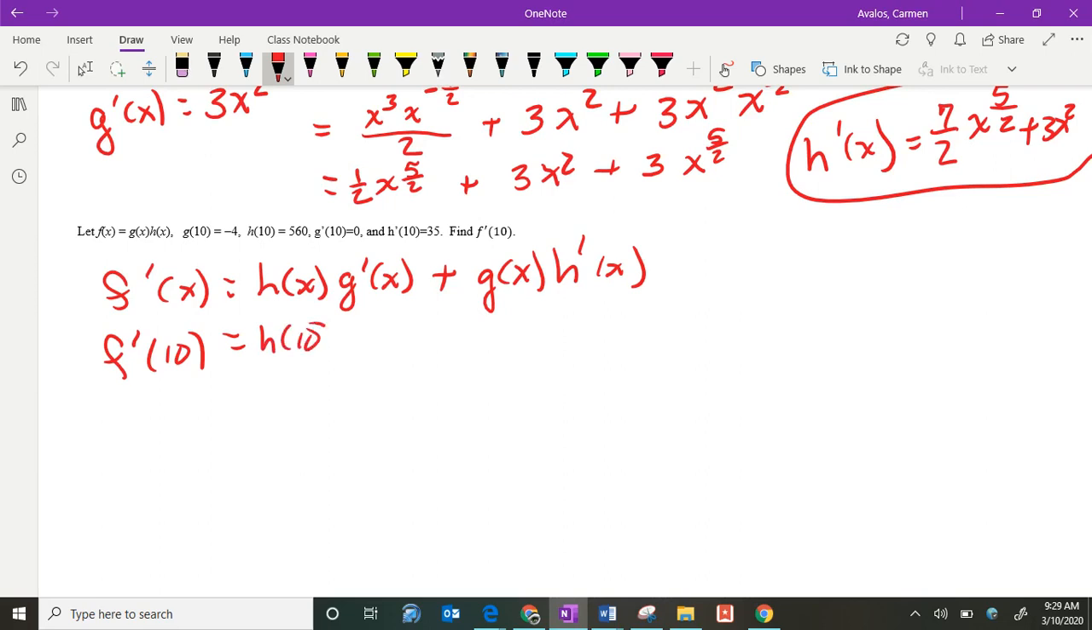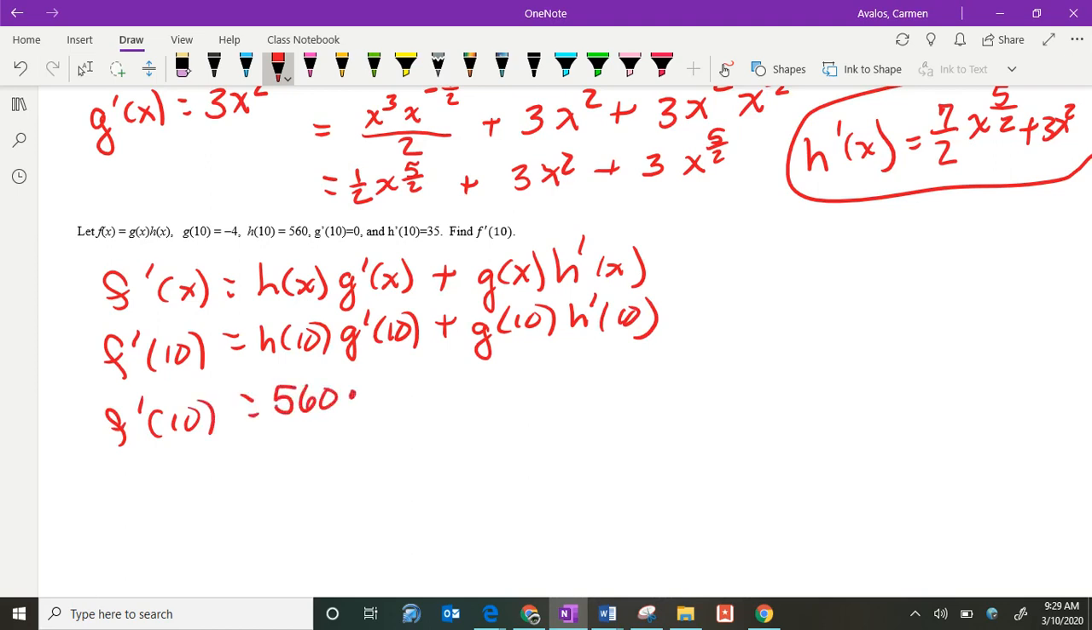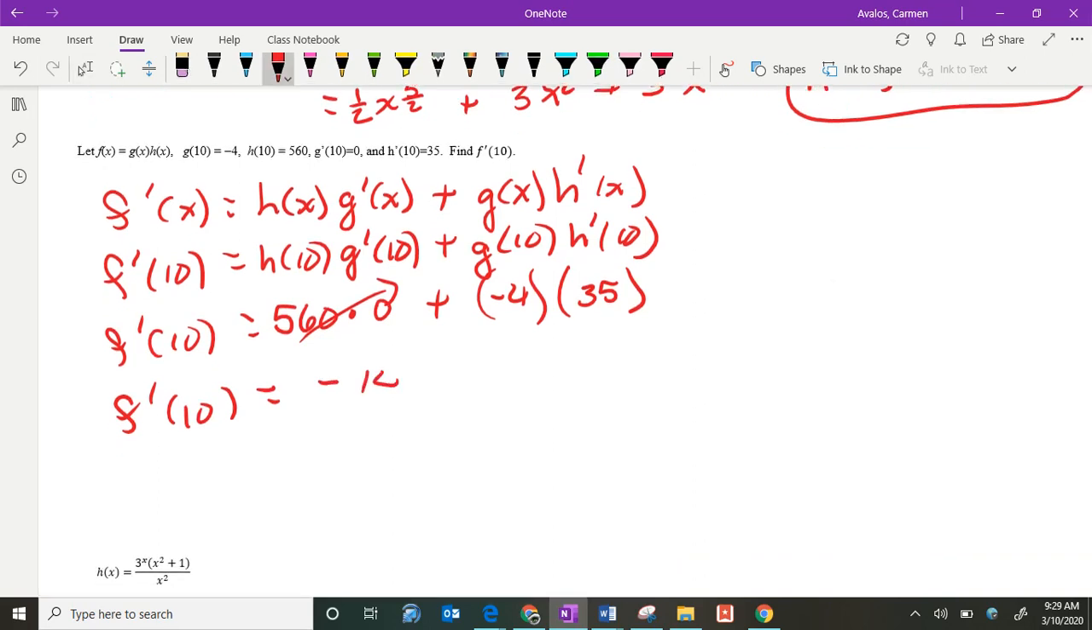So it's going to be h of 10, g prime of 10, plus g of 10, h prime of 10. And so the derivative there is going to be h of 10, which is 560, times g prime of 10, which is 0, plus g of 10, which is negative 4, times h prime of 10, which is 35. So this becomes 0. The derivative at 10 is going to be negative 140.